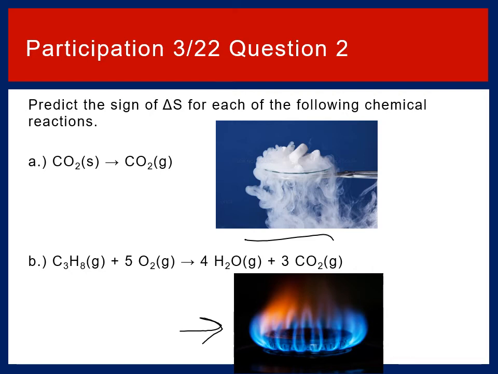This is the second question on participation 322, due Tuesday, March 22nd at 11:55 p.m. over on Blackboard. Link to the assignment is right below the links to these videos. Again, predict the sign of delta S for these processes, CO2 solid going to CO2 gas, and C3H8 gas plus 5 O2 gas, becoming 4 H2O gas and 3 CO2 gas.